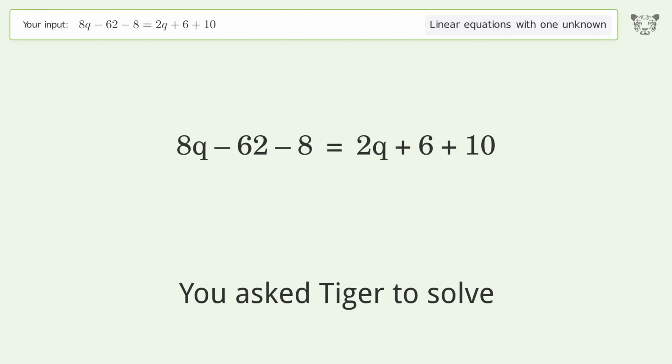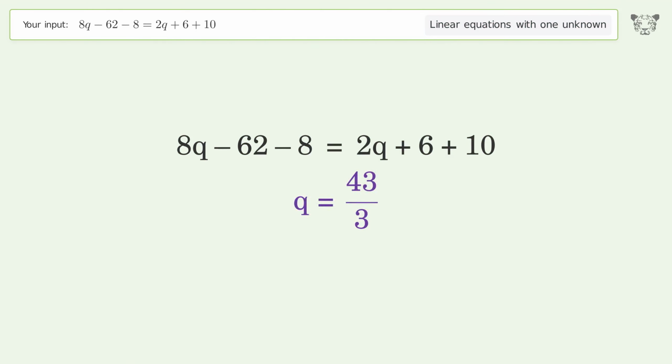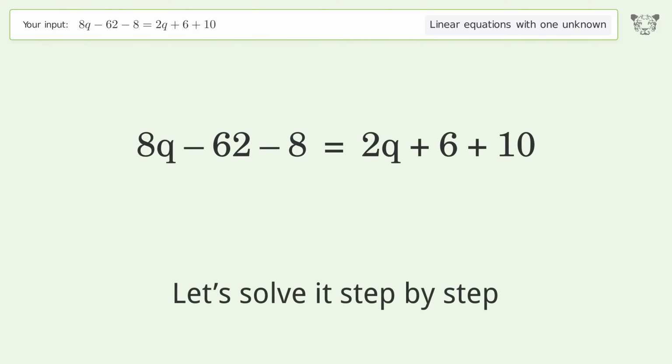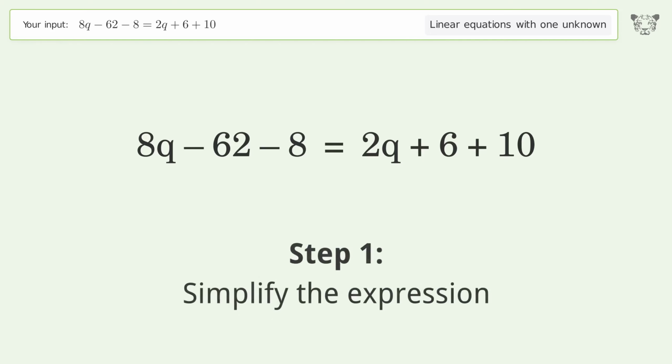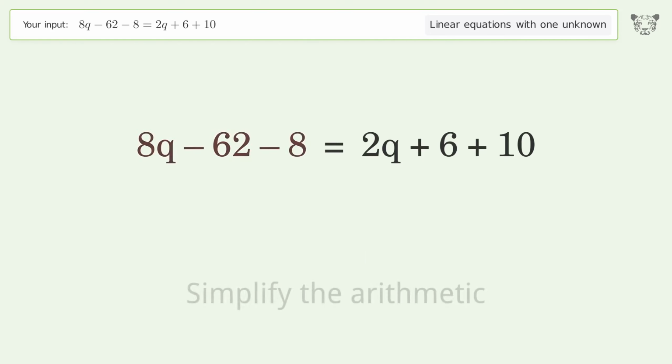You ask Tiger to solve. This deals with linear equations with one unknown. The final result is q equals 43/3. Let's solve it step by step. Simplify the expression. Simplify the arithmetic.